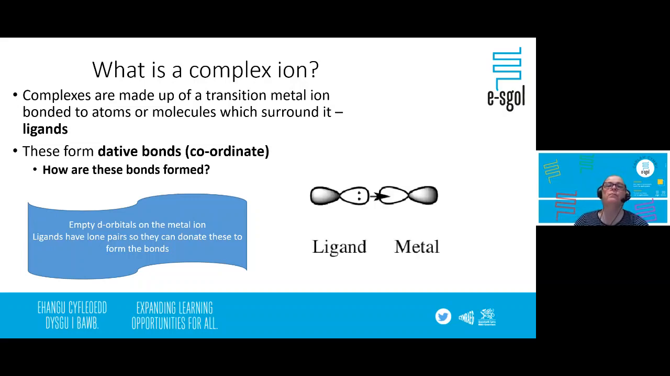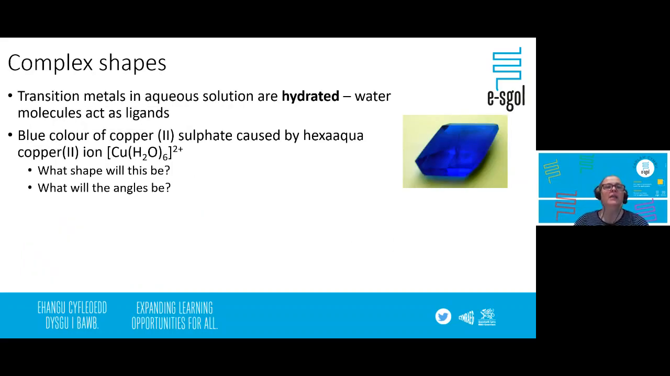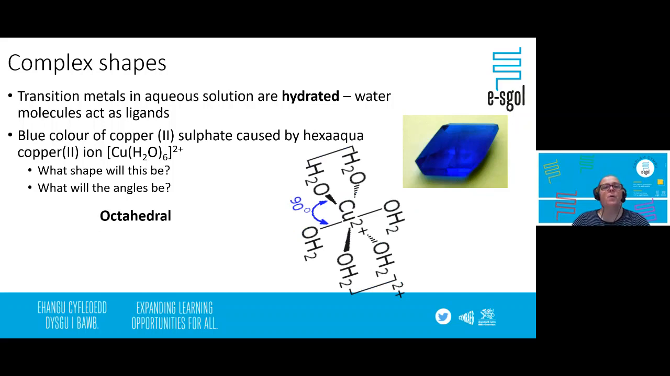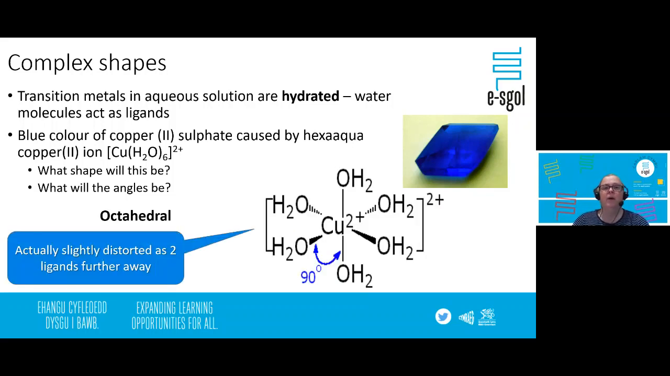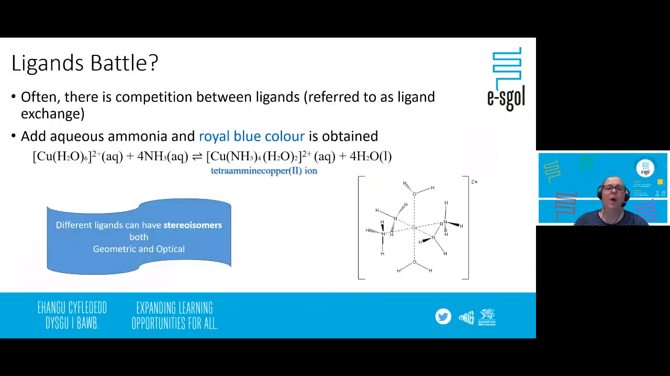So complex shapes are often tetrahedral or octahedral in shape, which links back to the VSEPR theory that you did in year 12. Octahedral is the very common one, but you do have tetrahedral ones as well. These ligands will often do what we call ligand exchange, where they battle over who gets to occupy the central metal ion most.